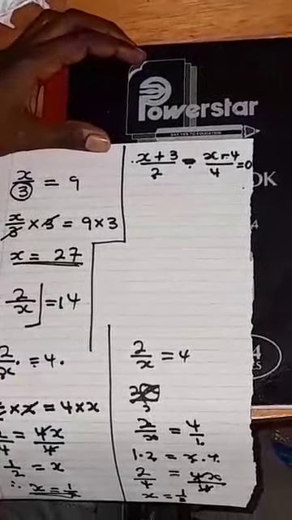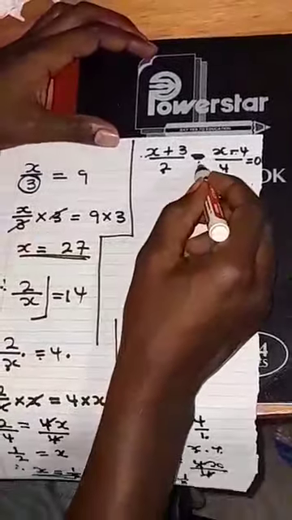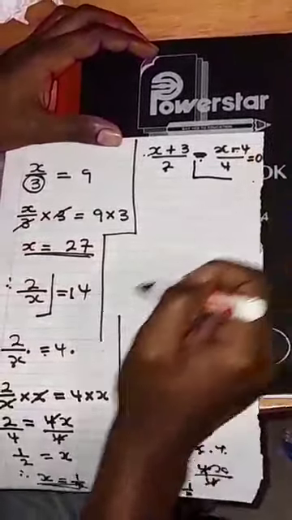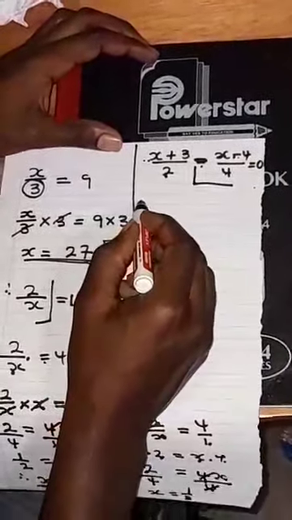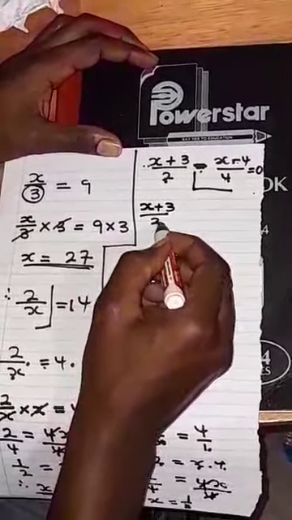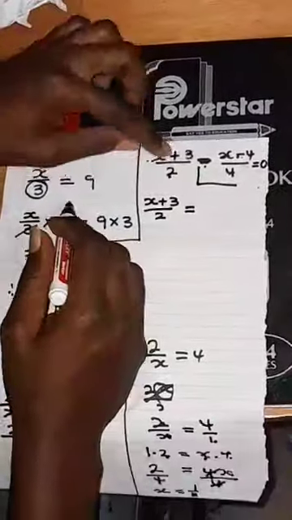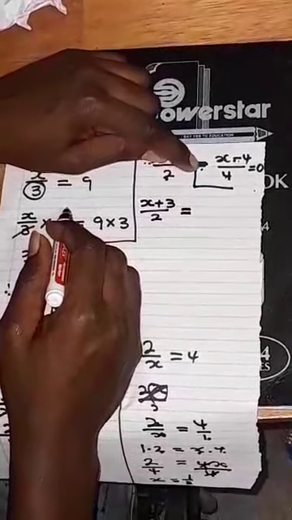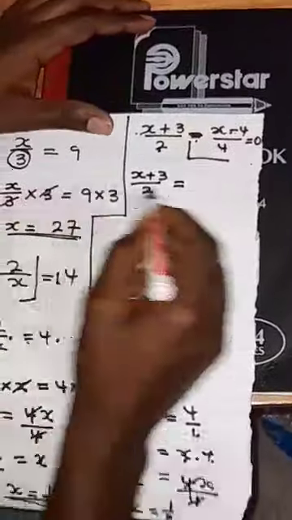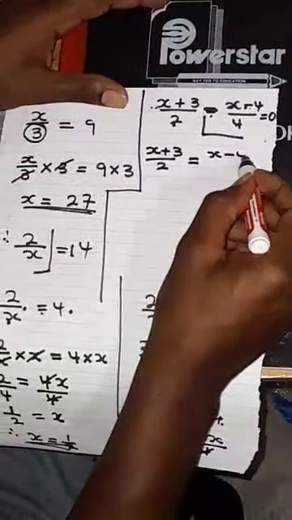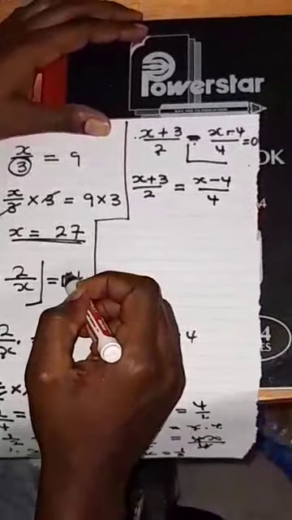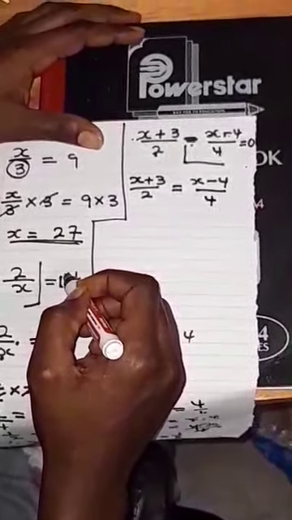So for you to solve this x, you take this side of the equal sign to that side of the equal sign. So it becomes x plus 3 divided by 2 is equal to x minus 4 divided by 4, because this one is positive when it jumps the equal sign. So now you apply the cross multiplication.